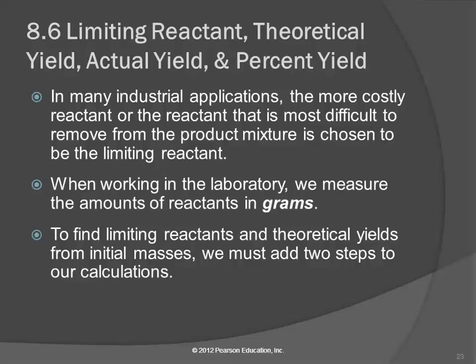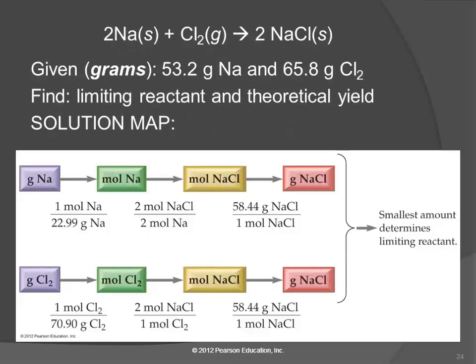And so we need to learn how to figure out these yields in terms of grams. So this is just adding a step on the beginning and a step on the end. So we're going to talk about this reaction. Just kind of look at the pictures, and then we'll actually do some examples. So here we have sodium and chlorine reacting to form sodium chloride. It's just so much easier to look at it over here.